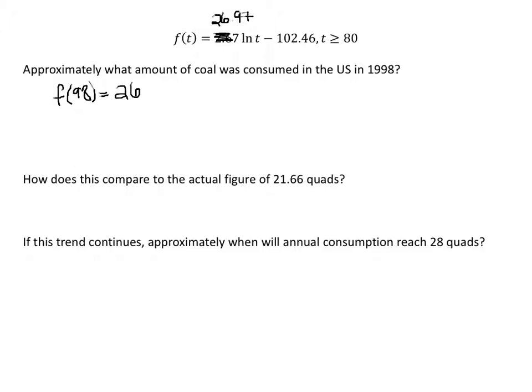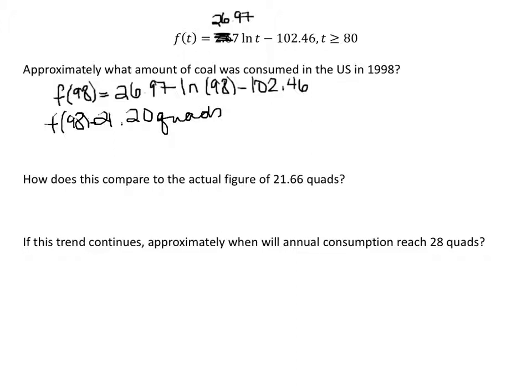And we'll put in the correct number, 26.97 times the natural log of 98 minus 102.46. That just goes right into the calculator, and we get an answer of 21 point, we'll just call that 20. And so that's quads. How does it compare to the actual figure? We would consider this to be very close.